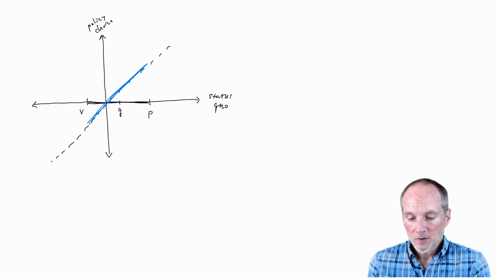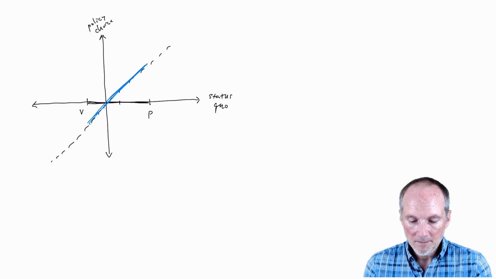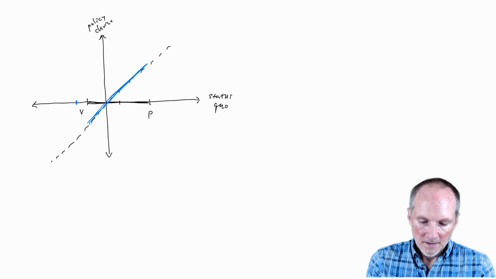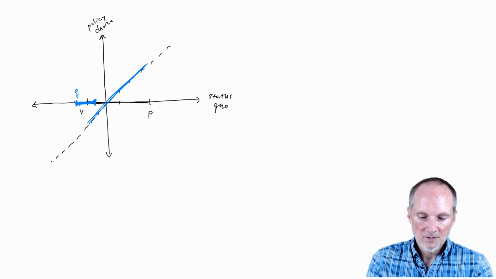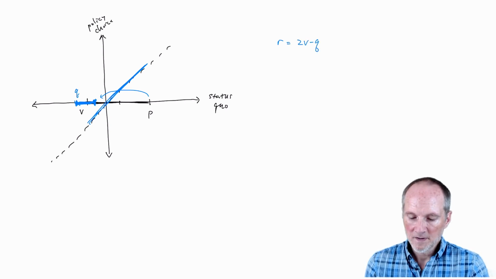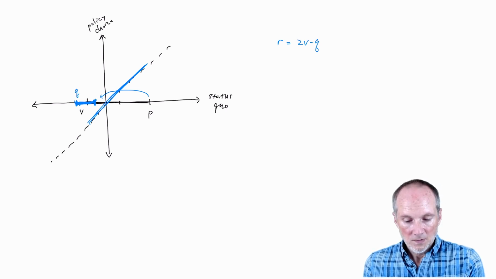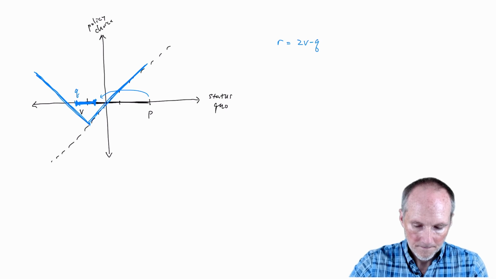Things get a little more interesting when the status quo is not between V and P. So what about status quos to the left of the voter's ideal point? Well, suppose the status quo is here. The voter will approve anything that's closer to their ideal point than the status quo. So that gives us an acceptance interval like this little blue area here. And the politician will choose the right-hand endpoint of that. We know what the formula for that is. It's 2V minus Q. So for any status quo to the left of the voter's ideal point, the optimal policy choice is 2V minus Q, which looks something like this. Okay.